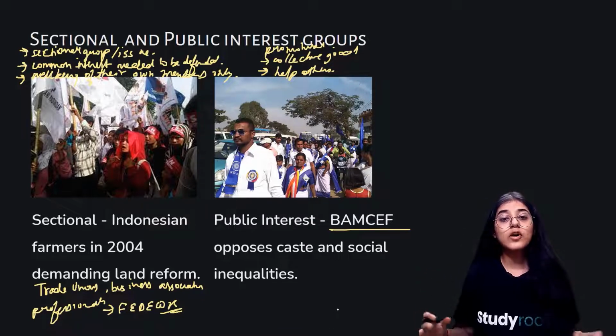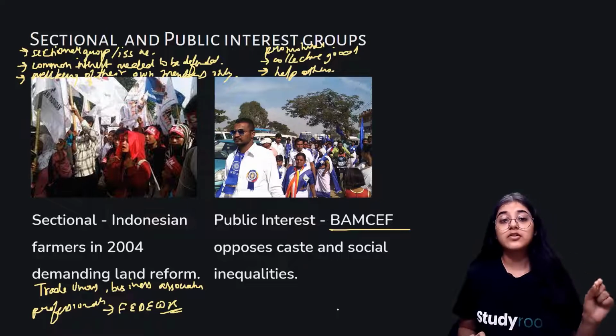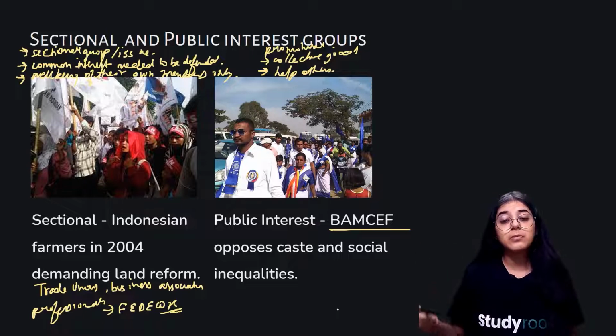So what do they think about? Collective good, whereas sectional groups think about a particular sectional issue or interest. So these were the differences between sectional interest groups and public interest groups. Okay.